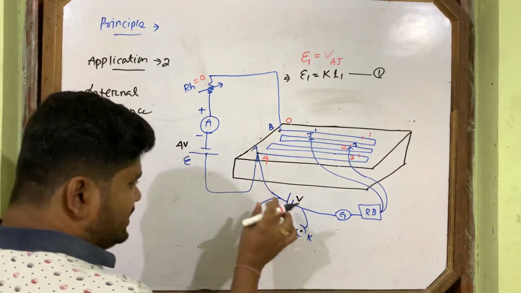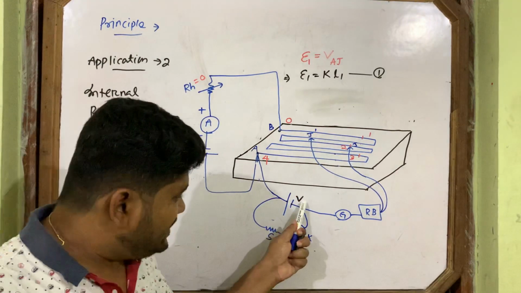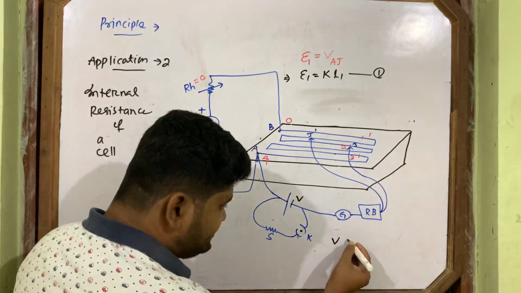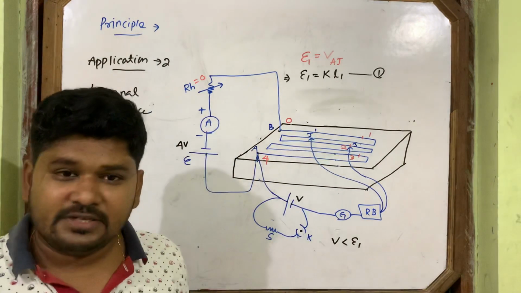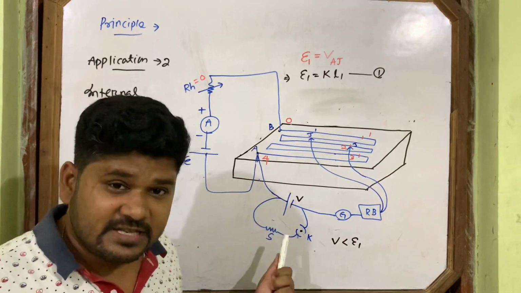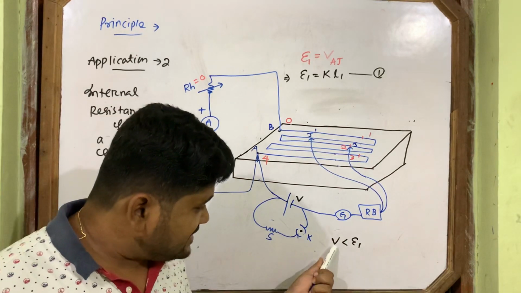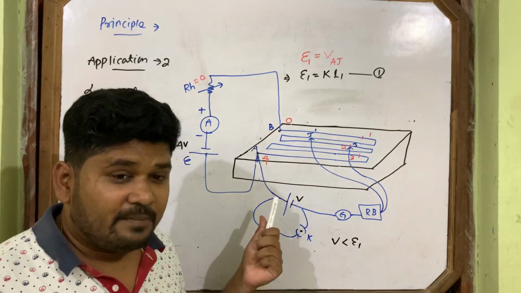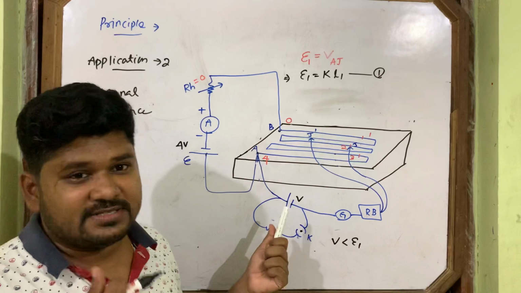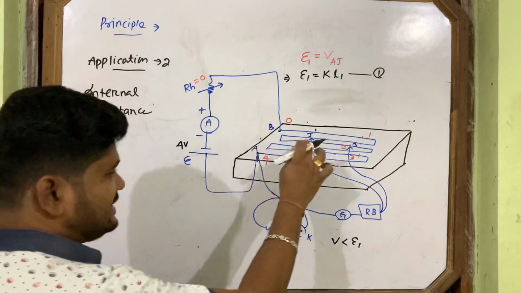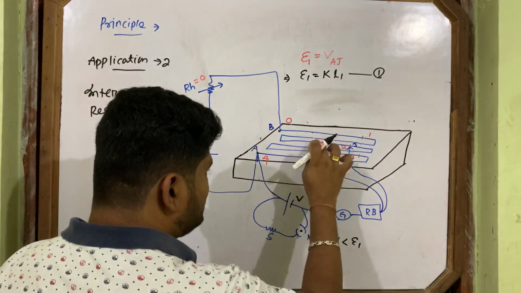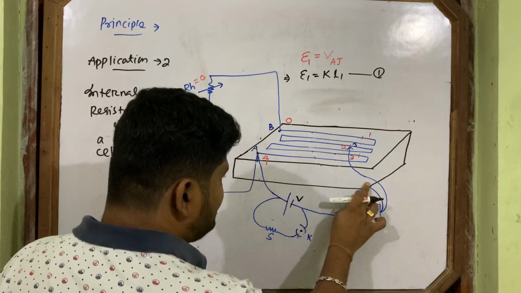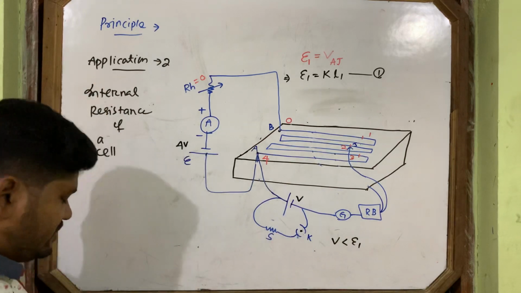V is always less than EMF, which means V is always less than E1, because potential difference is always less than EMF. If the potential difference decreases, what happens to the balancing length? It also decreases. You will not get the null point more than that. Remember, this is a very important part. Keep in mind, you will not get the null point more than that.